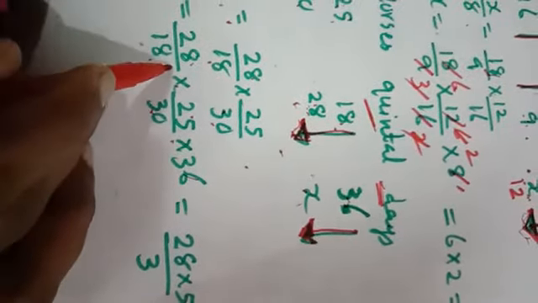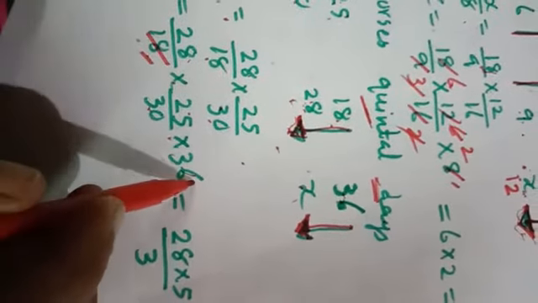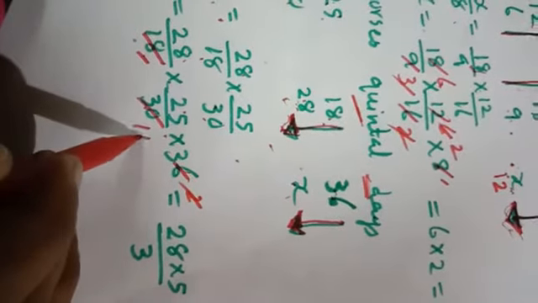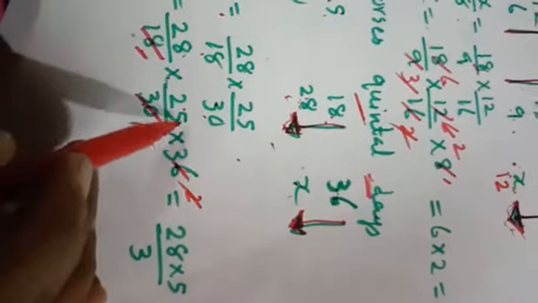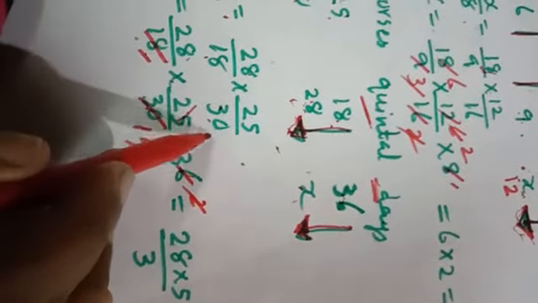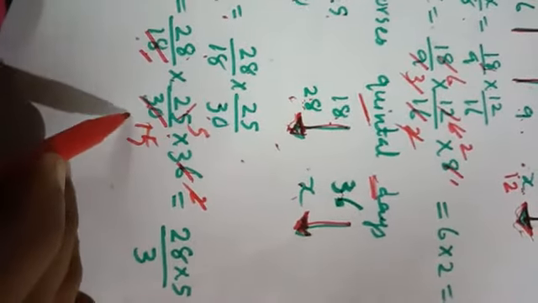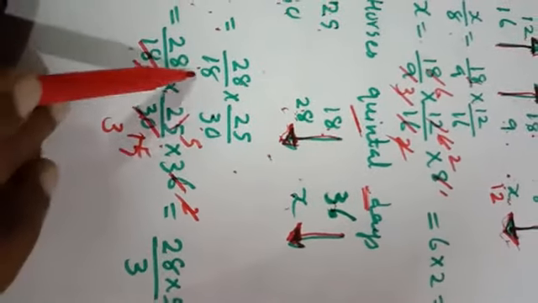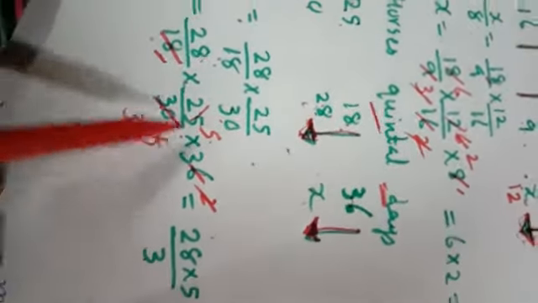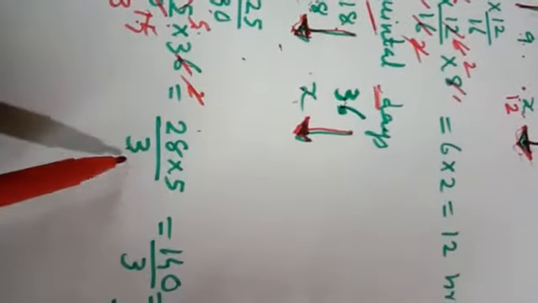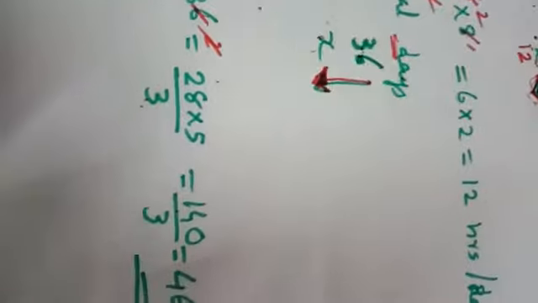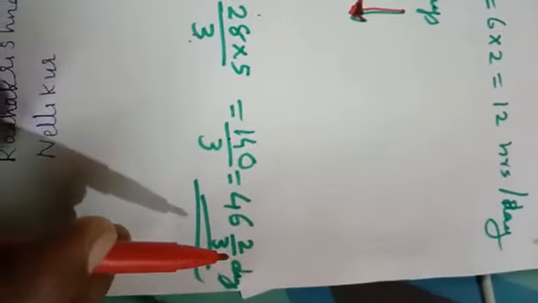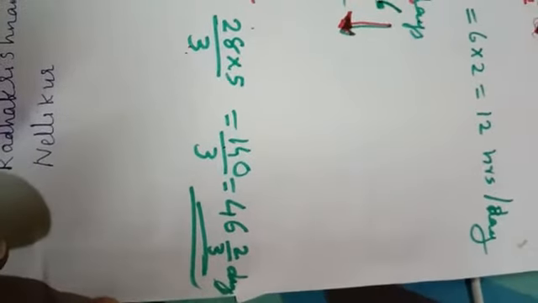Now 1 into 18 is 18, 2 into 18 is 36. Then 1 2 is 2, 15 2s are 30. Then 15 and 25 in the 5 table: 5 5s are 25, 3 5s are 15. Okay, so 28 into 5 by 3 is equal to 140 by 3. 140 by 3 is 46 2 by 3 days.